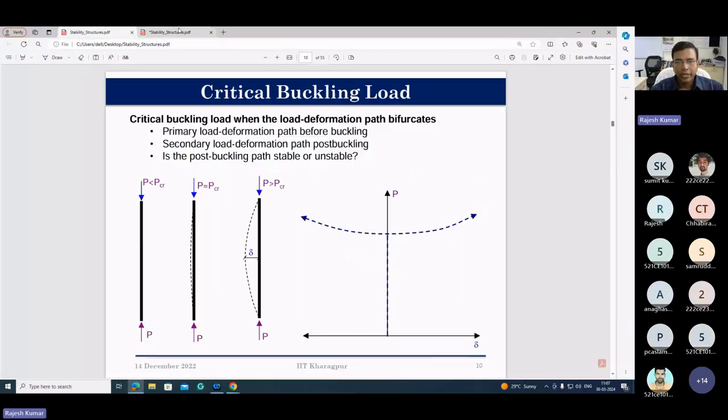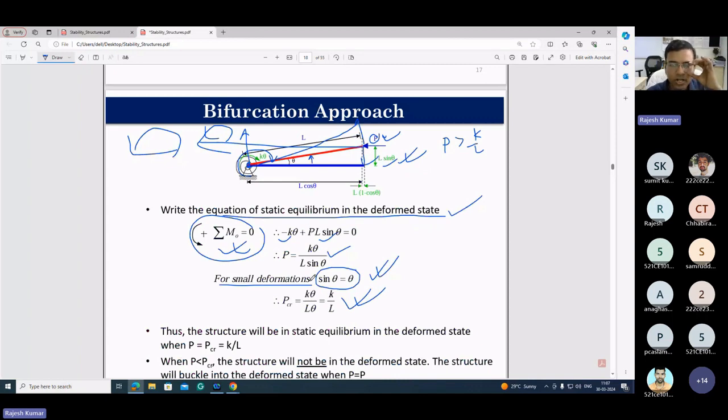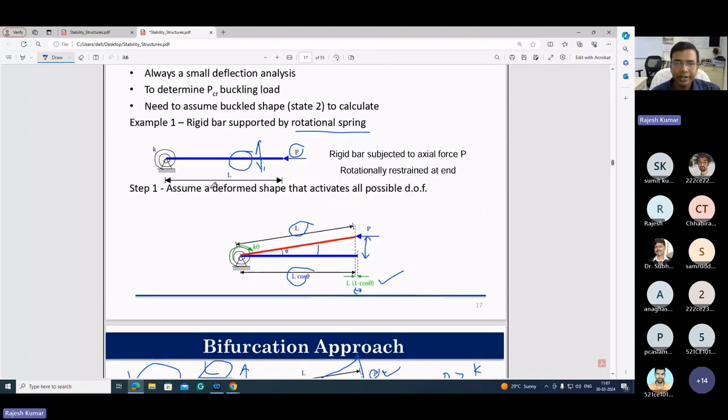Okay, let us start. The first example I have taken is a rigid bar. One end is rotationally supported. A rotational spring is applied at the left end. The right end is free. Only a load is applied. Now let us check the stability of this and try to find the critical load using the bifurcation approach and the energy approach. I am going to discuss mainly these two.